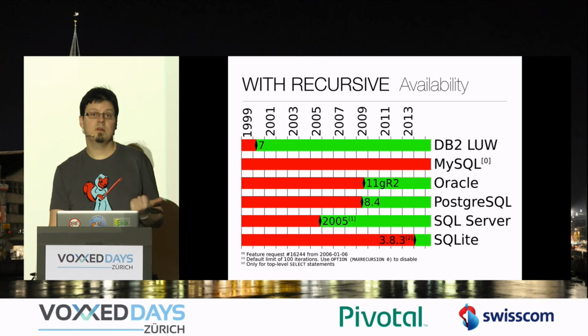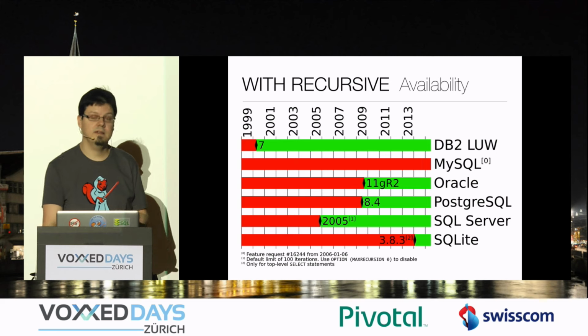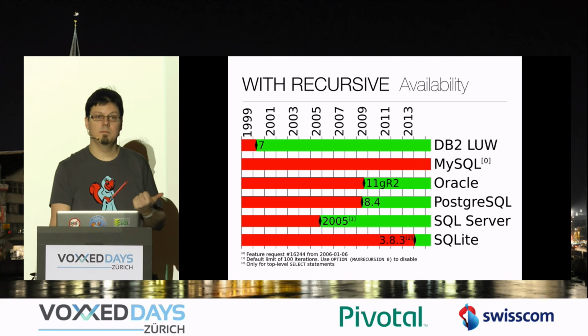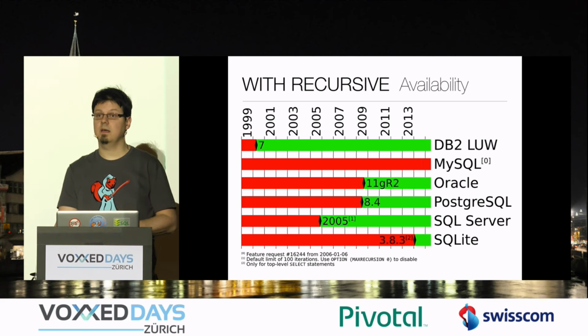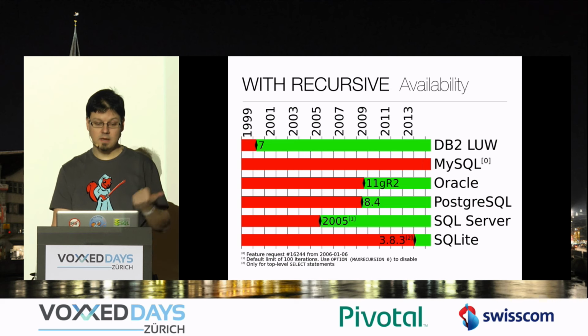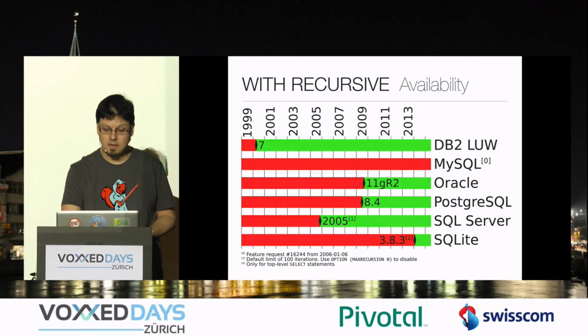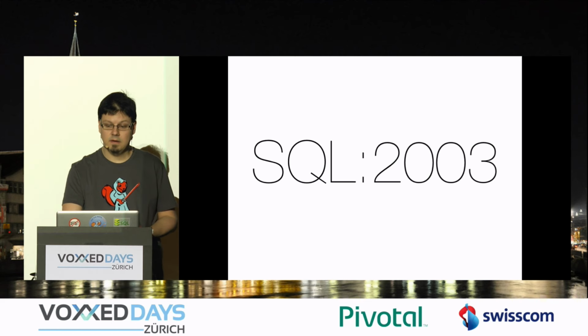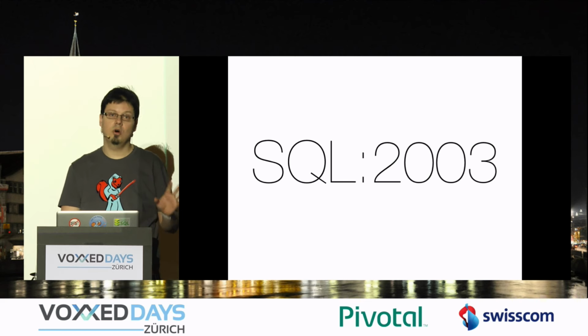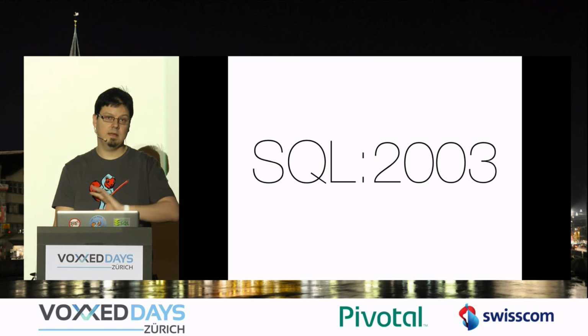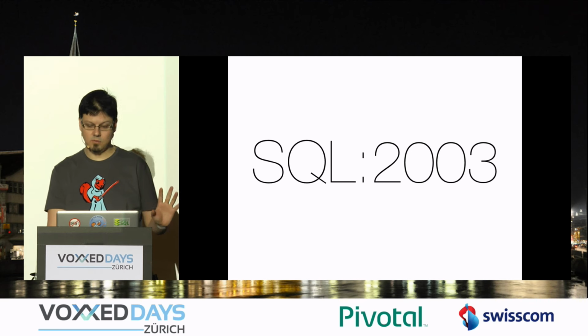So this was WITH RECURSIVE. If we summarize the standard of SQL 99, it was loops, because LATERAL is also some kind of loop, but I skipped it today. And WITH RECURSIVE is the most generic kind of loop you can implement directly in SQL. In SQL 99, there were a lot more features, mostly related to object-relational databases, but those never became mainstream, so I'm skipping them altogether.